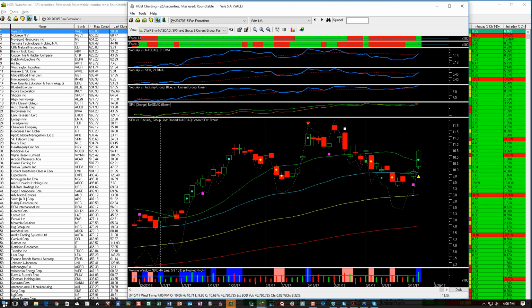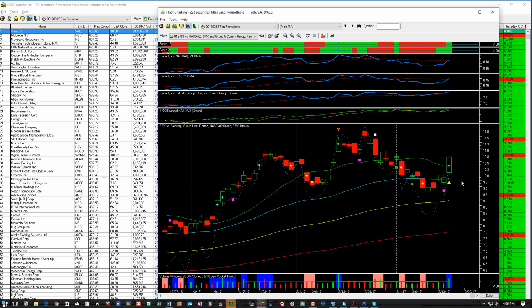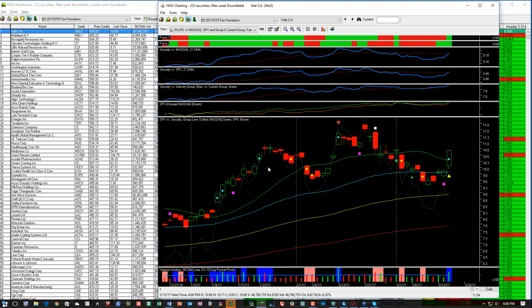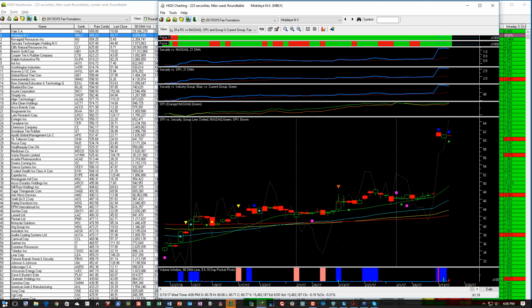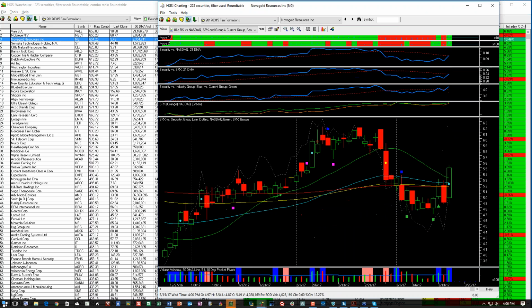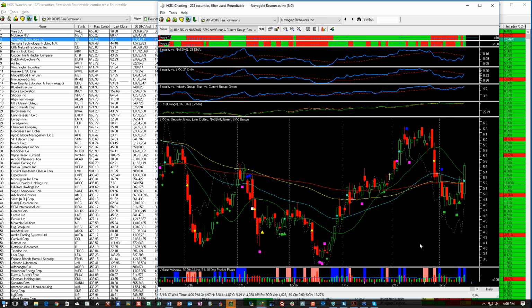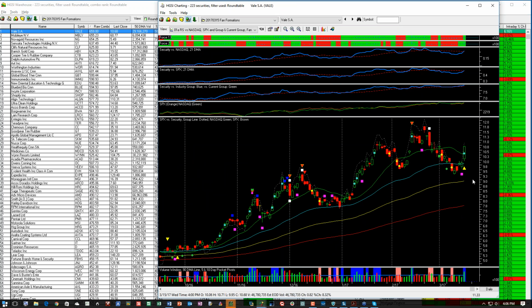If I sort on the combo, look what's at the top. VALE, that stock that was in my countertrend. I didn't know this, but this was a buyout, so we can't use it. But here's Nova Gold Resources. You can see up here using this relative strength chart that these stocks are starting to outperform. Now I don't like the looks of this gold stock whatsoever. It's way too choppy. I'd never consider it.